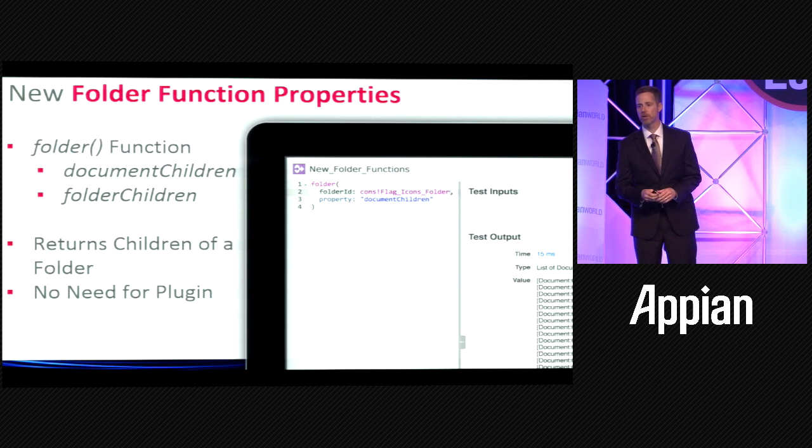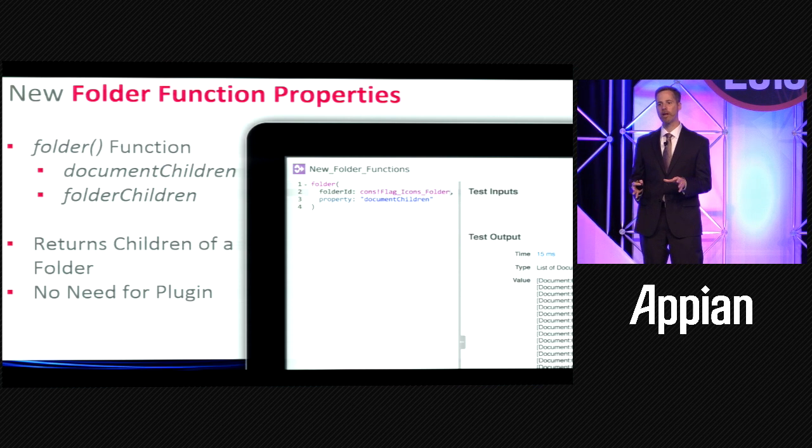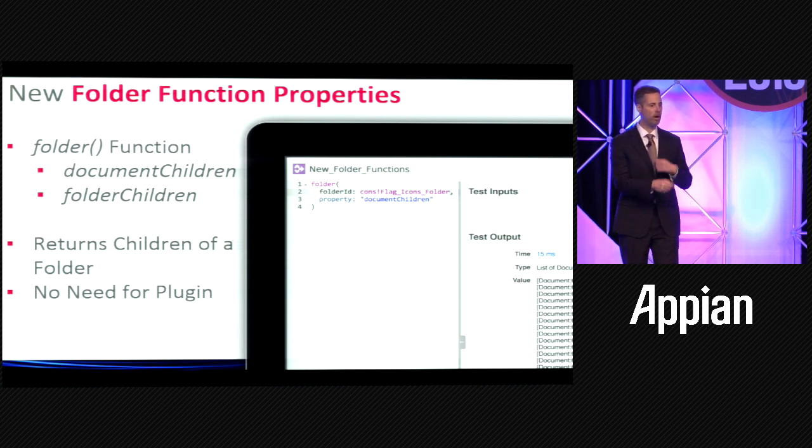New folder functions. So document management, as we all know, is a core part of the Appian product. There's been a wide variety of plugins that are very popular with our community base to augment and enhance the capabilities. One of those is browsing children of document folders. Now you no longer need those plugins. The folder function itself has been extended to have two new properties, document children and folder children. So if I come in here and say folder, give it the folder ID, and then say I want to have all the children of this folder, it's going to give me a listing of all those documents down below. So you no longer need those plugins to understand child behavior or child content of folders.